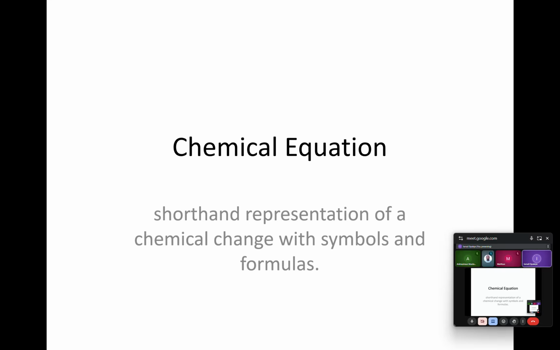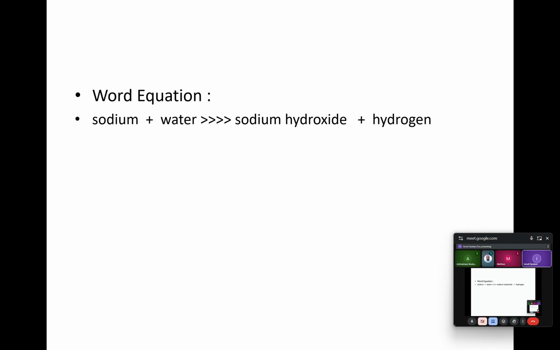We are also going to look at the shorthand representation of a chemical change with symbols and formulas. Talking about symbols, you have to know the symbolic representation of elements, and also you have to know formulas when elements are combined together to form compounds, molecules, ions, or radicals. They are important, so all of those we're going to apply in chemical equations.